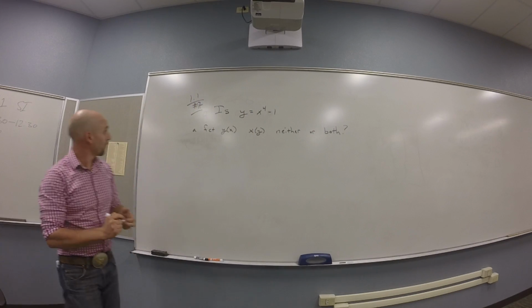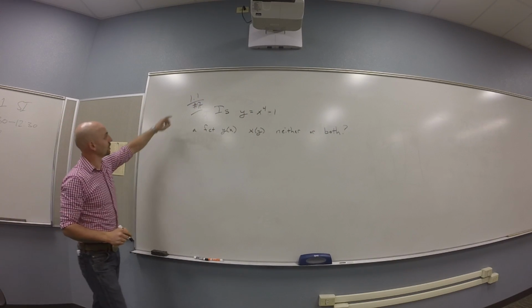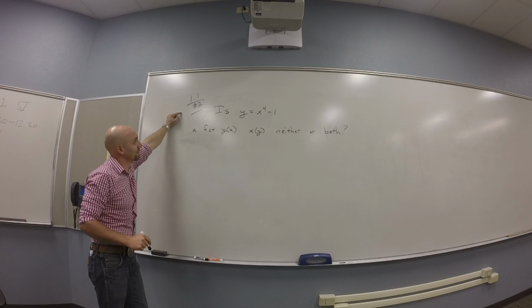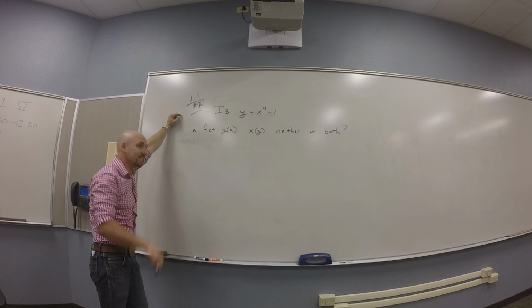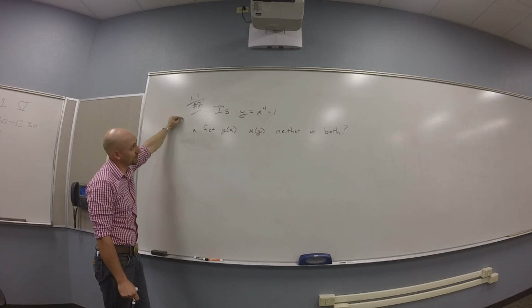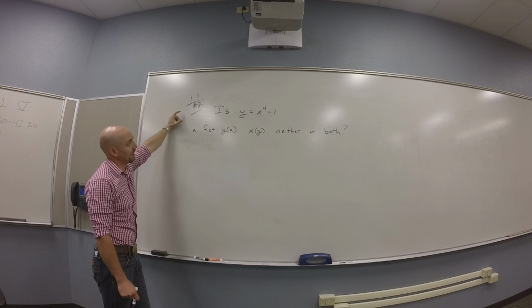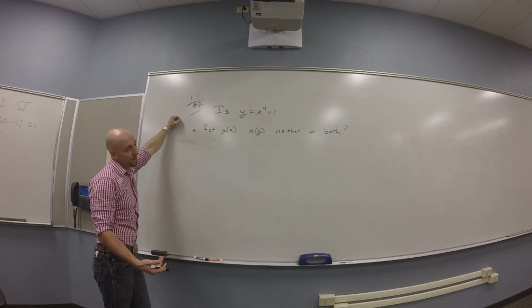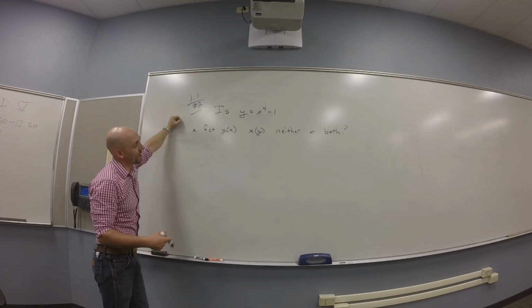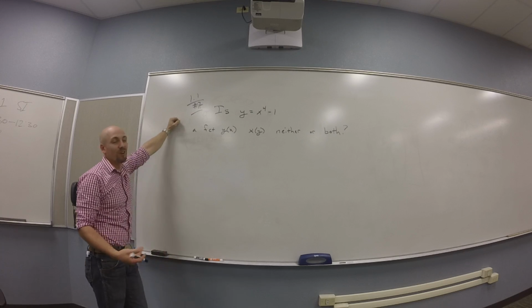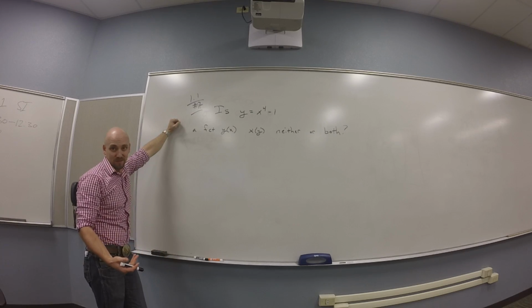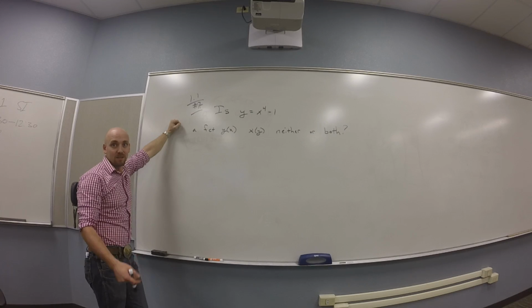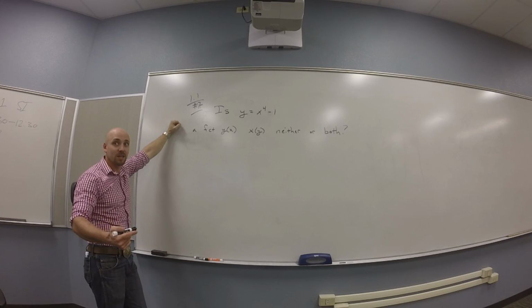Alright, so I have a question, 1.1, number 17, which says, is the relationship y equals x to the fourth minus 1 a function y of x, or x of y, or neither, or both? You guys with me on this idea? It's a mouthful. Okay, first things first.